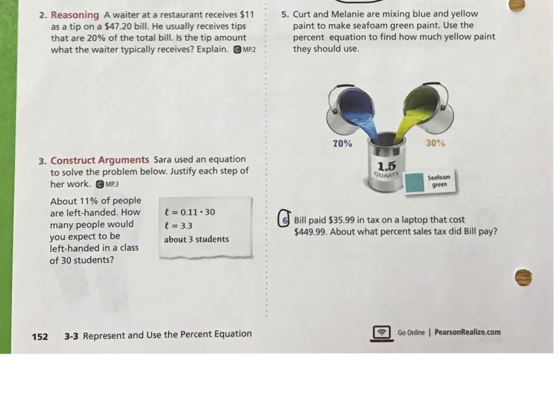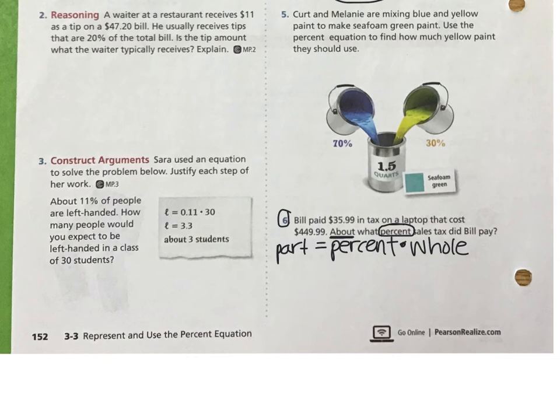Next, let's do number 6. Bill paid $35.99 in tax on a laptop that cost $449.99. About what percent sales tax did Bill pay? So we know that we're going to be rounding at the end because we see the word about. So let's go back to our percent equation. Part equals percent times whole. What we don't know is the percent. They tell us that that's what we're asked to find. What percent is the sales tax?